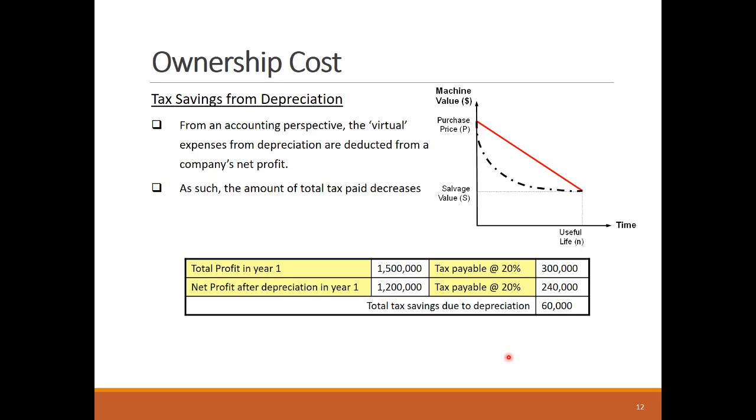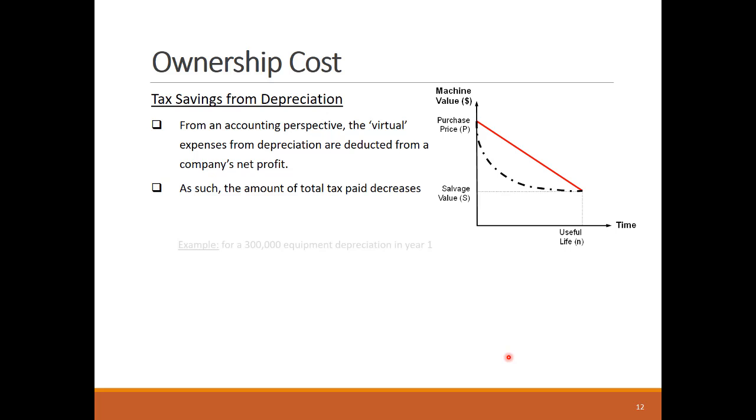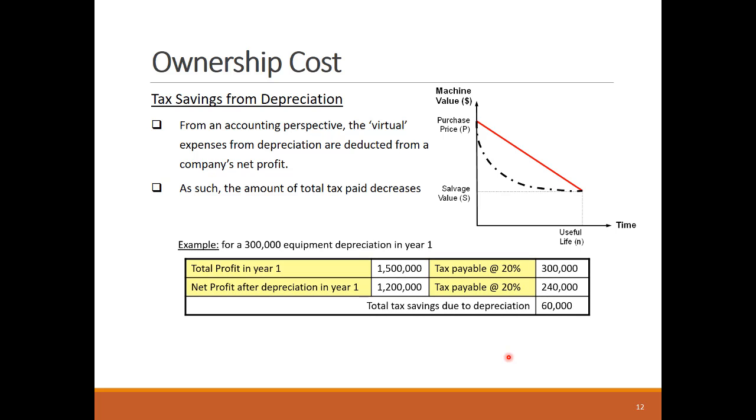Let's check this example here where an equipment is bought and it depreciates $300,000 in the first year. The company's profit in the first year was $1.5 million, which means that the company would pay taxes of $450,000 if the tax rate is 30%. However, if we deduct the equipment depreciation from the first year's profit, the taxes will drop to $240,000 and result in $60,000 savings to the company.